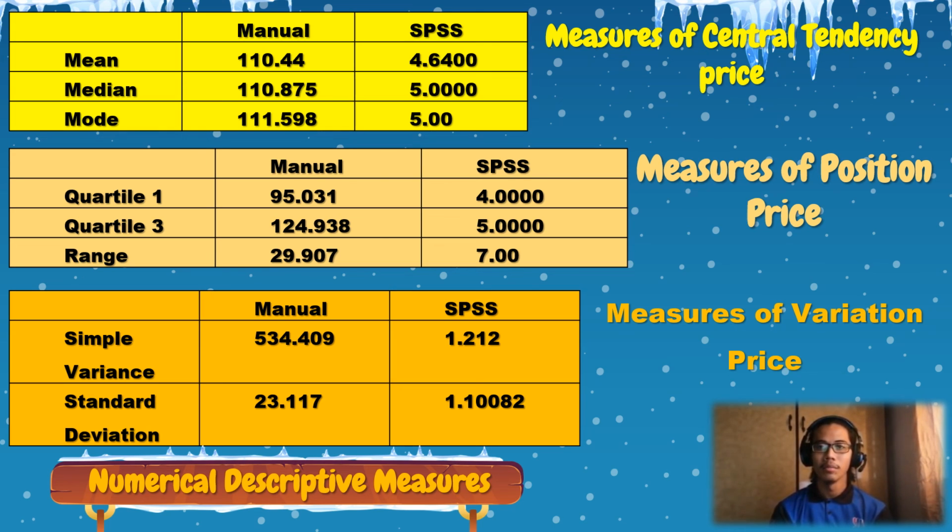The third is the measure of variation for price. The SPSS result shows that the sample variance value is 1.212 and the standard deviation value is 1.10082. Meanwhile, the values found using the manual method are different. Namely, the sample variance is 534.409 and the standard deviation is 23.117. The SPSS results for sample variance and standard deviation are not the same as manual because SPSS cannot read the data accurately.